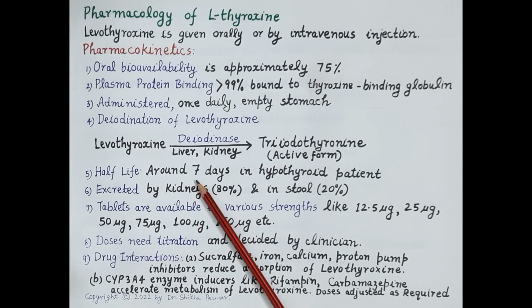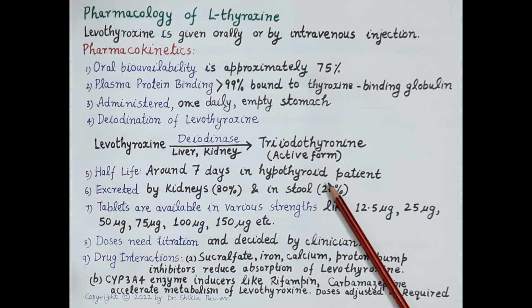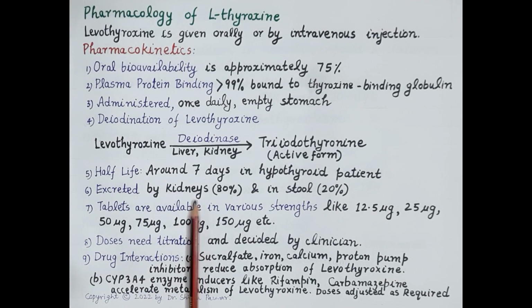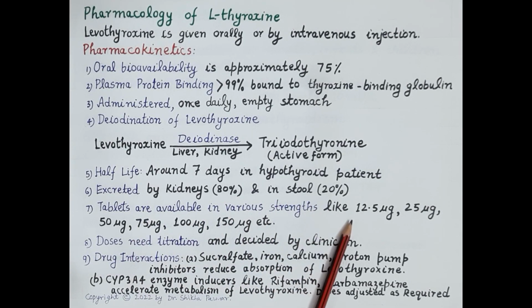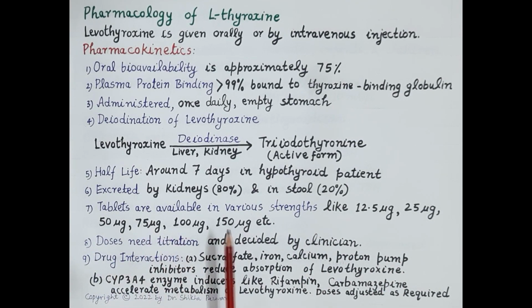Now, levothyroxine has a long half-life of around 7 days in hypothyroid patients, and therefore it is administered once daily, and this provides sustained and uniform action. Now, levothyroxine is mainly excreted by the kidneys around 80%, and remaining 20% is eliminated in the stools. Now, L-Thyroxine is available in various strengths like 12.5 microgram, 25 microgram, then 50, 75, 100, 150 microgram, and various other strengths are also available.